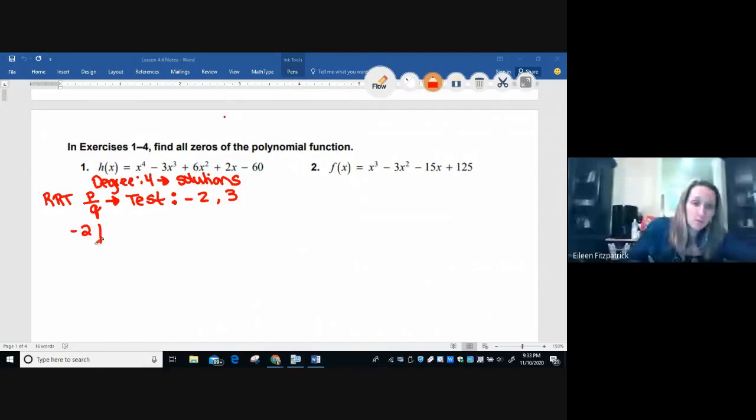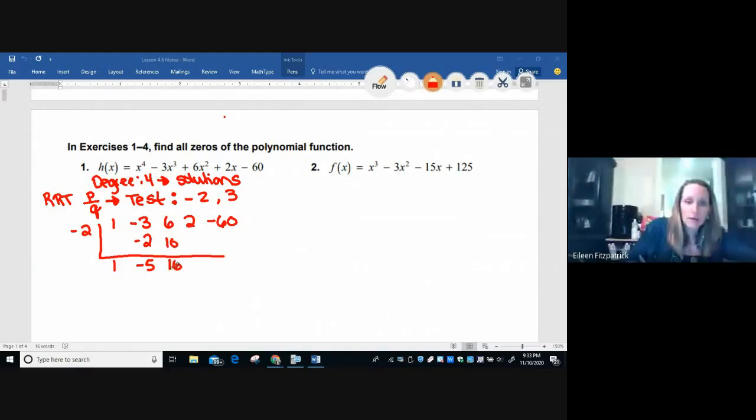So -2, set up my synthetic division. The coefficients are 1, -3, 6, 2, -60. Drop the 1, multiply, get -2, add to get a -5, multiply to get a 10, add to get a 16, multiply to get a -32, add to get a -30, multiply to get a positive 60, add to get a remainder of 0. So by getting a remainder of 0, that means -2 is a solution.